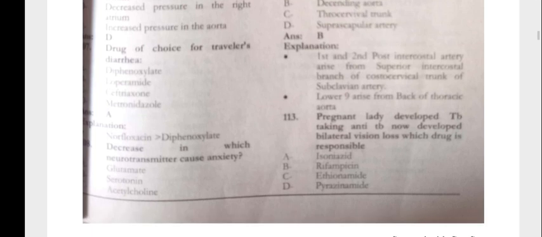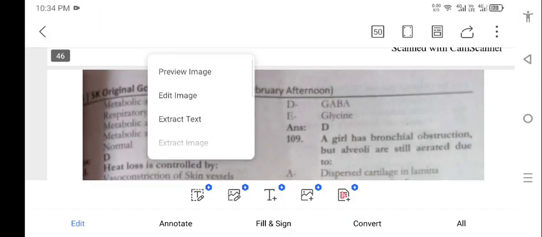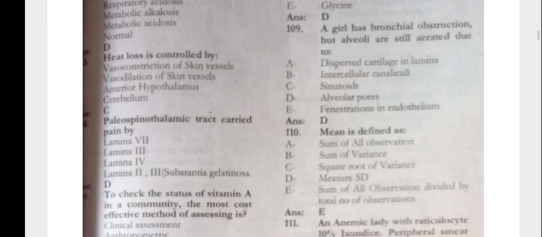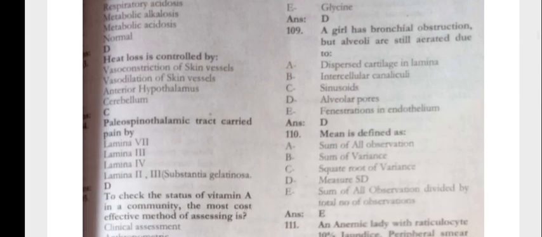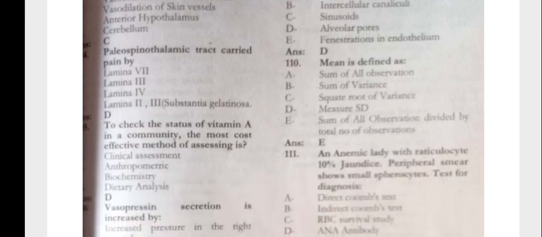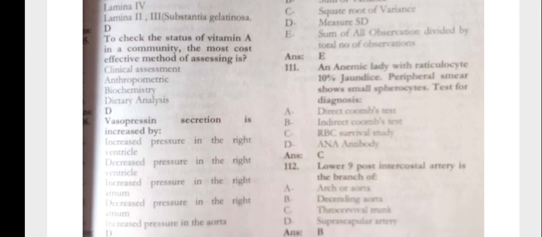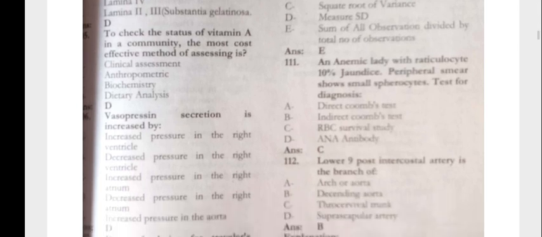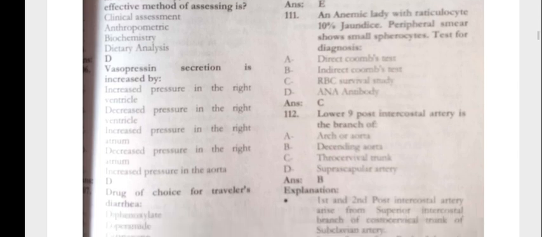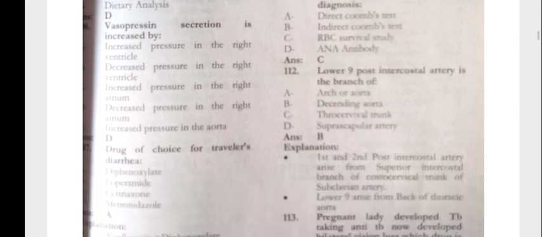Drug of choice for travelers' diarrhea is diphenoxylate. Disease in which neurotransmitter causes anxiety? GABA. The girl had a bronchial obstruction but alveoli are still aerated due to the alveolar pores. The mean is defined as the sum of all observations divided by total observations. Anemic lady with reticulocytes 10%, peripheral smear shows small spherocytes. Test for the diagnosis is the RBC survival study.